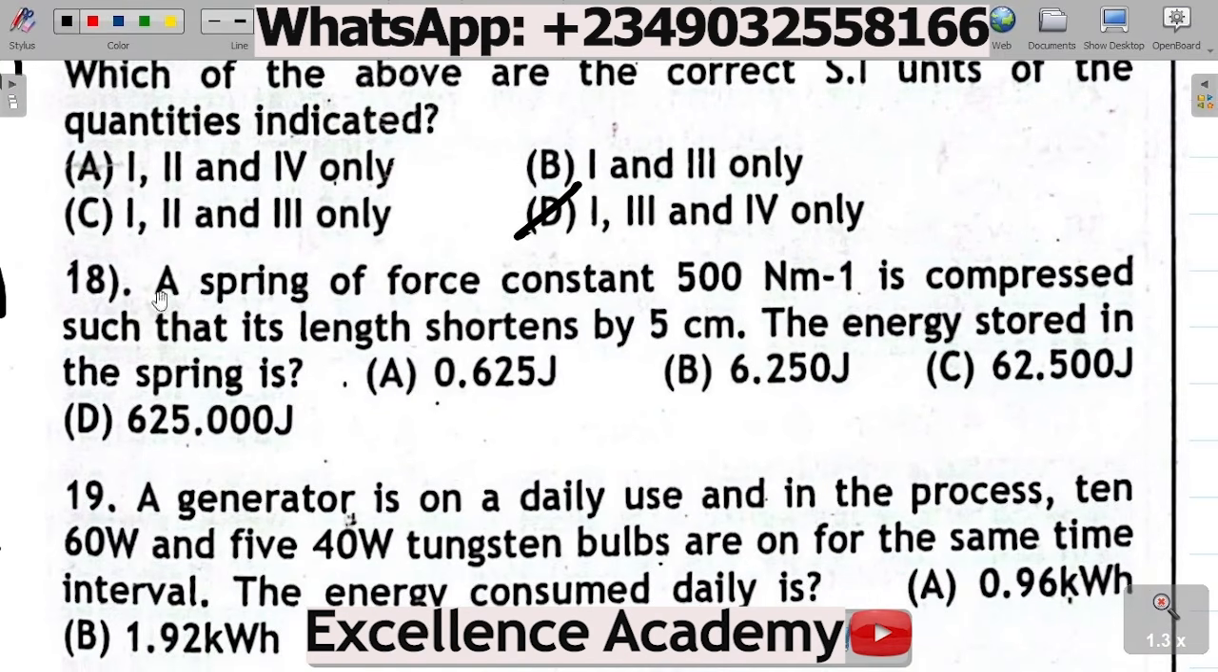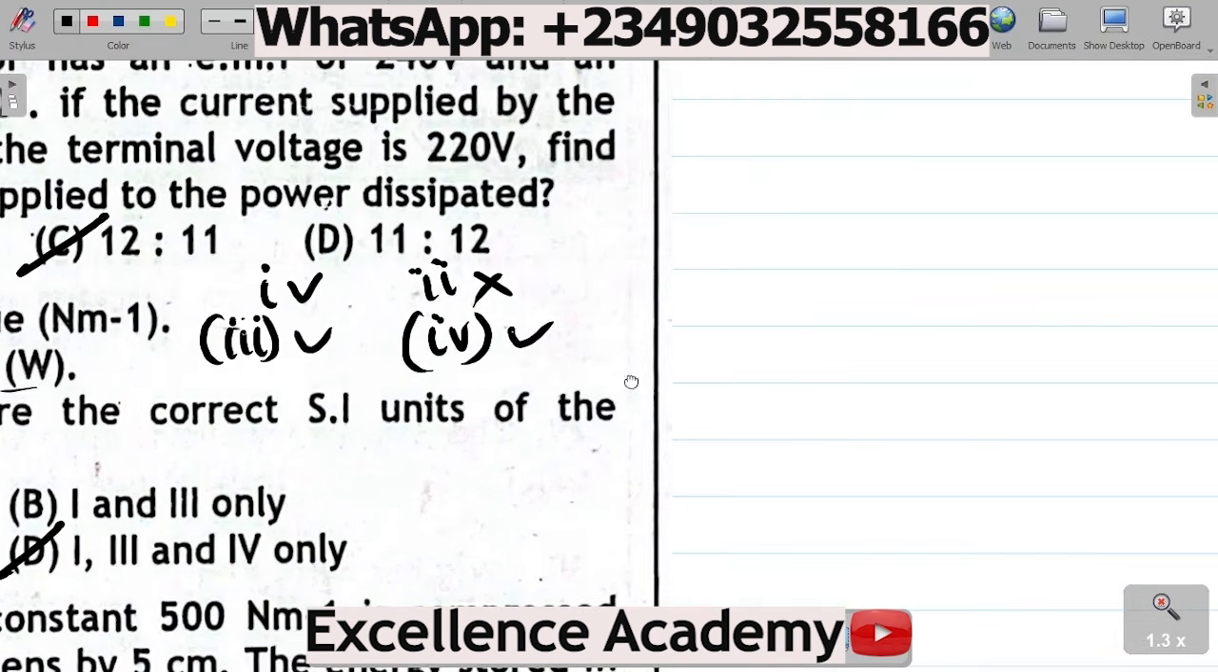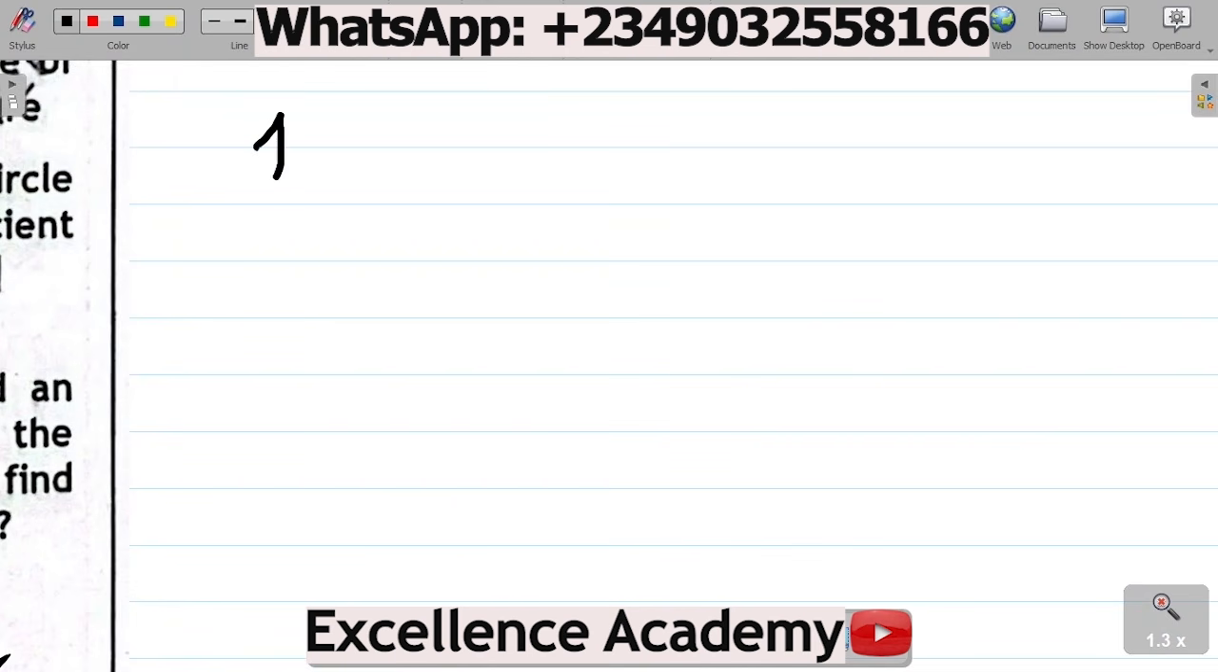All right, next up, question 18. 18 says a spring of force constant 500 Newton per meter is compressed such that its length shortens by 5 cm. The energy stored in the spring is: A, 0.625 joules; B, 6.250 joules; C, 62.500 joules; D, 625.000 joules. So what is the correct answer for question 18?